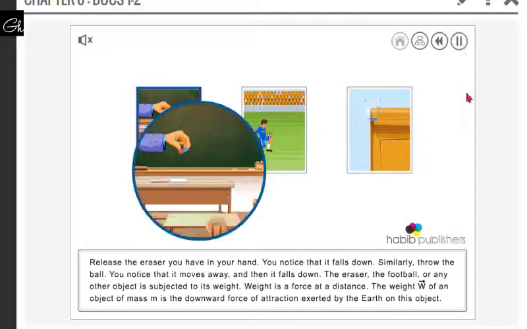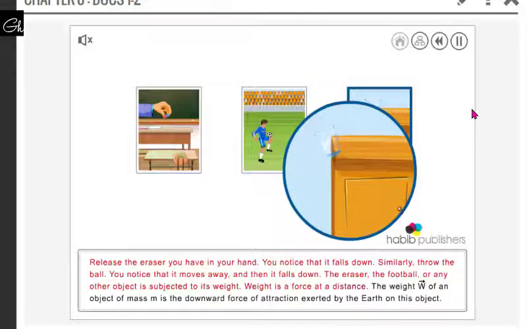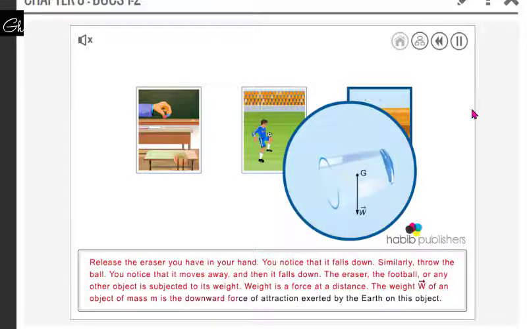If we start with the first picture, as you can see, any free falling object will be attracted towards the ground. This is due to the gravitational force done by the earth. If we kick the ball, the earth will attract this object again towards the ground. So this is the gravitational force, or we can call it the weight. How to draw the weight? We take the center of gravity of the object and we direct a vector vertically downward towards the ground.